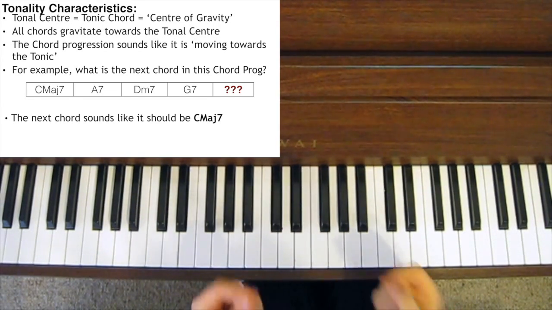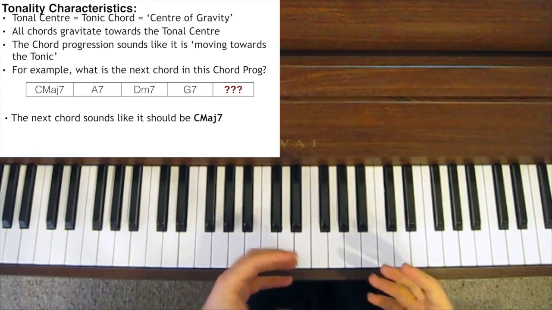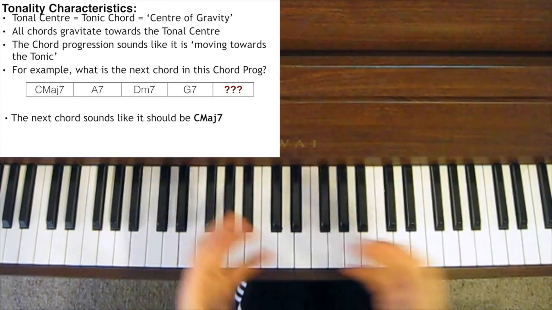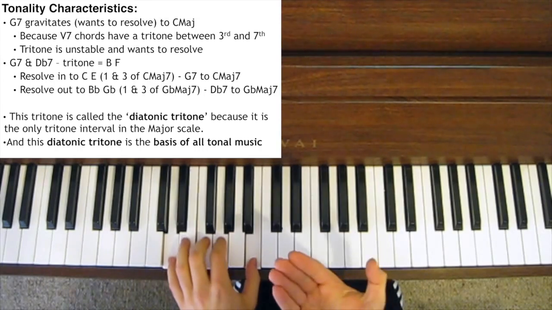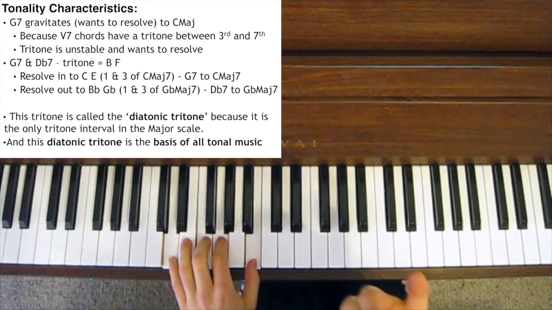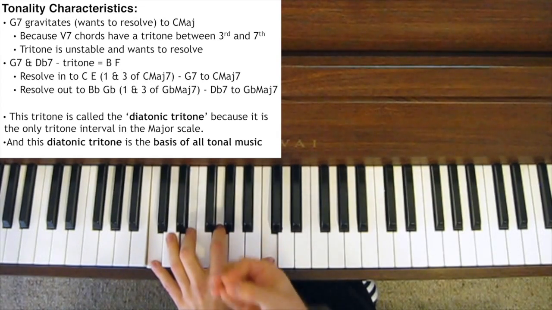Right? We all instinctively know that the next chord should be C major 7. It just sounds like that chord progression needs to go back home and resolve back to the tonic, resolve back to that C major 7 chord, resolve back to the tonal center. So the chord G7 gravitates towards C major and wants to resolve into C major.